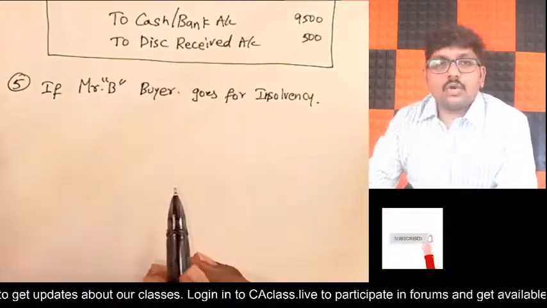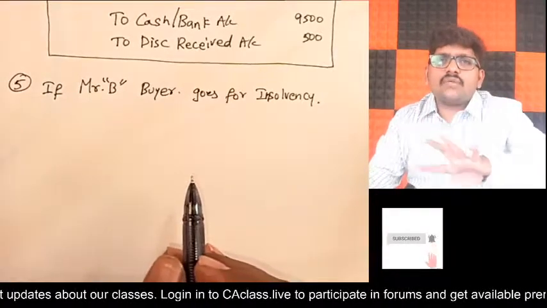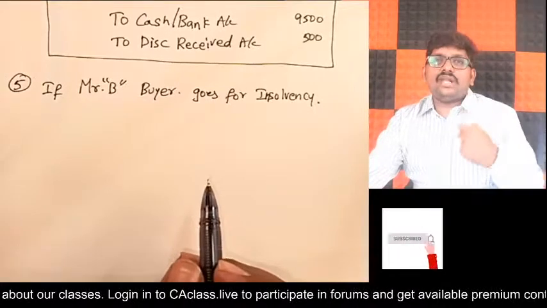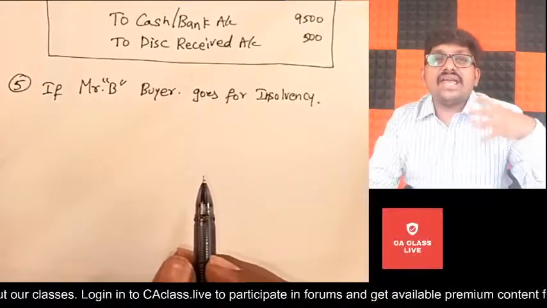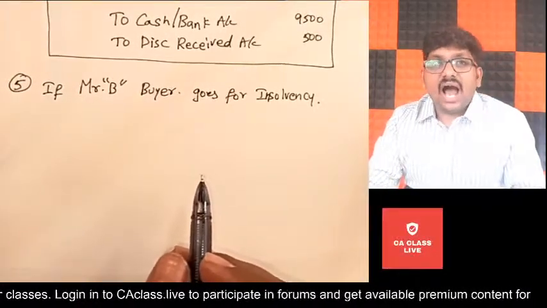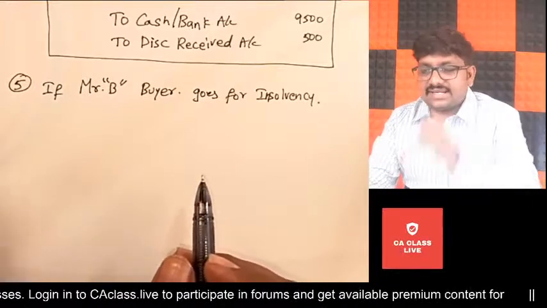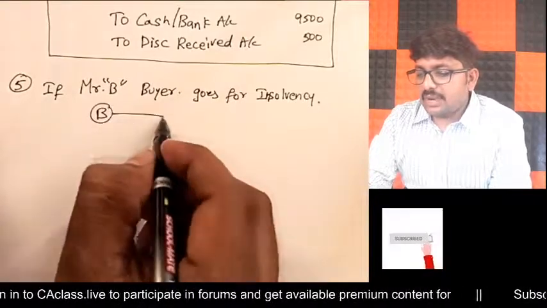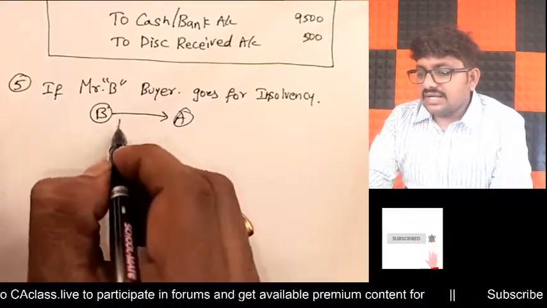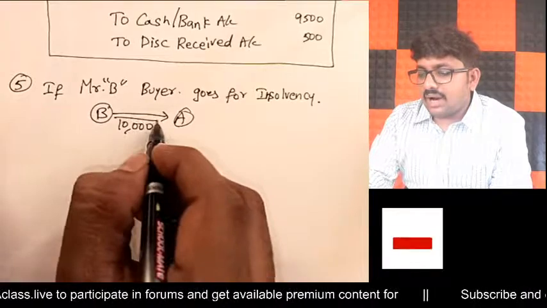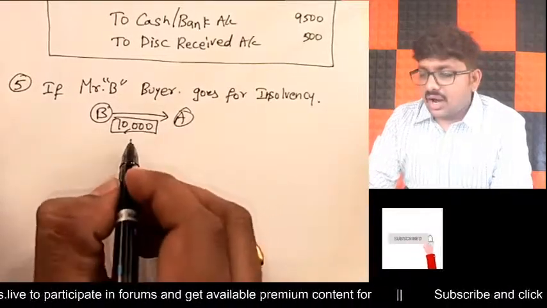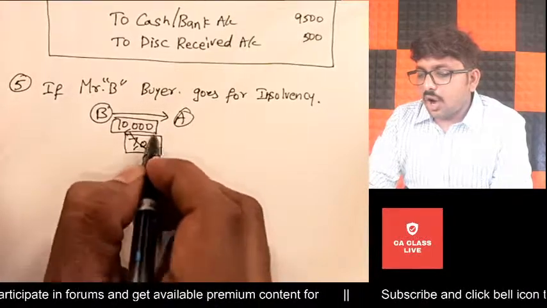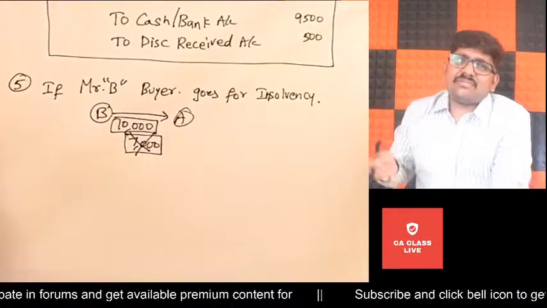Now, friends, Mr. B, buyer, goes for insolvency. About insolvency, we will discuss in detail later. But now, we will stick to one small point, that we are unable to pay. In that case, let me take an example. Again, B has to pay how much money to A? 10,000 rupees. But I am unable to pay, for example, 7,000 rupees. I can't pay 7,000 rupees.